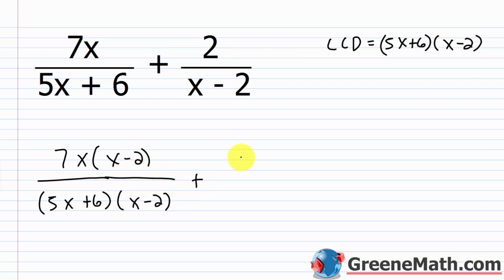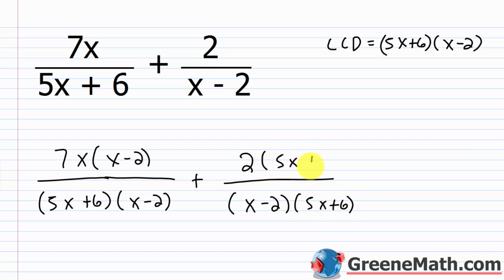Plus. Then for this one, it's the same thing. So we have 2 over x minus 2. X minus 2 needs to be multiplied by 5x plus 6. And so I've got to do that to the numerator as well. And then I'm good to go. So now I just need to do some simplifying.